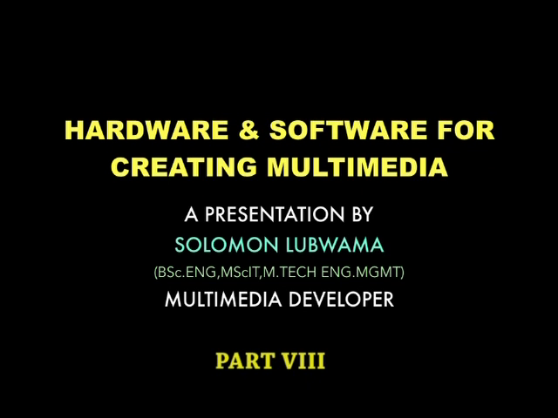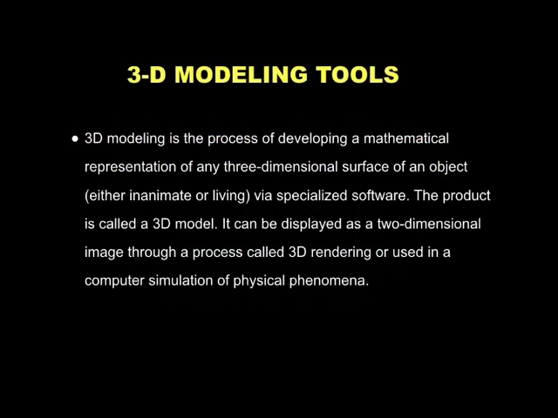3D modeling is the process of developing a mathematical representation of any three-dimensional surface of an object using specialized software. The end product is called a 3D model. It can be displayed as a two-dimensional image through a process called 3D rendering or used in a computer simulation of physical phenomena. Realism means that you depict things in the way they actually are.